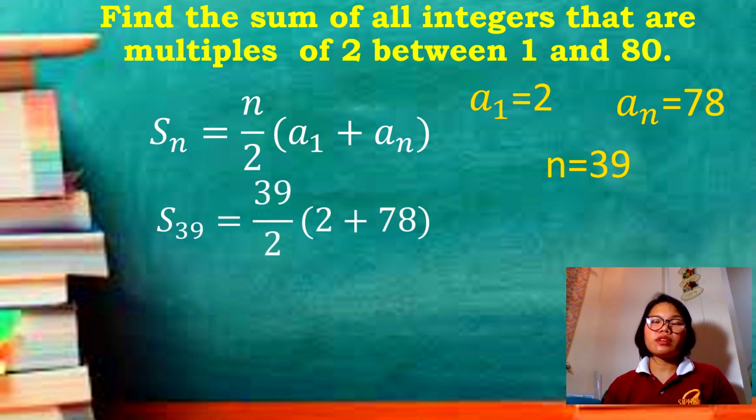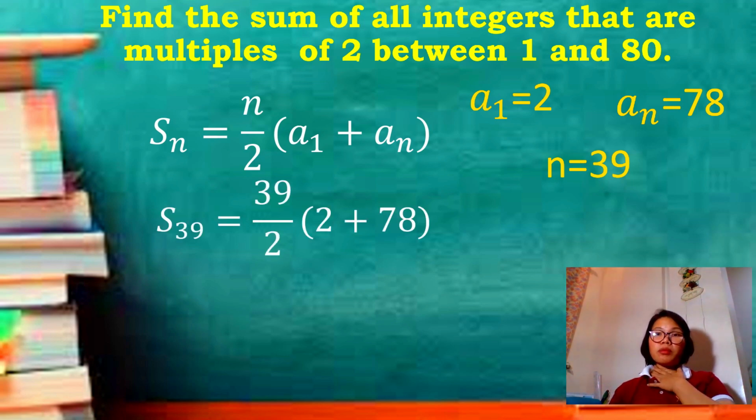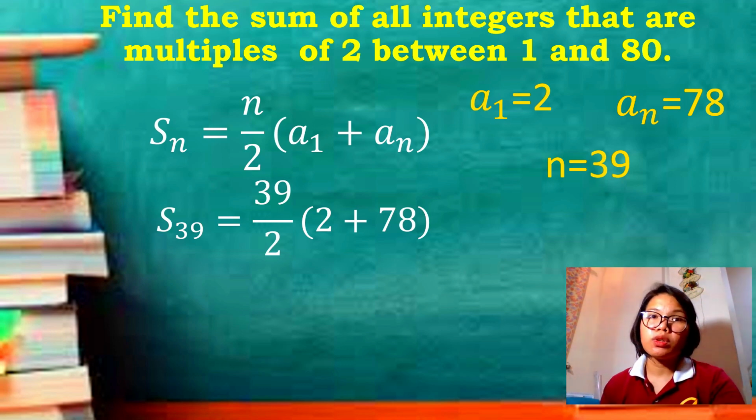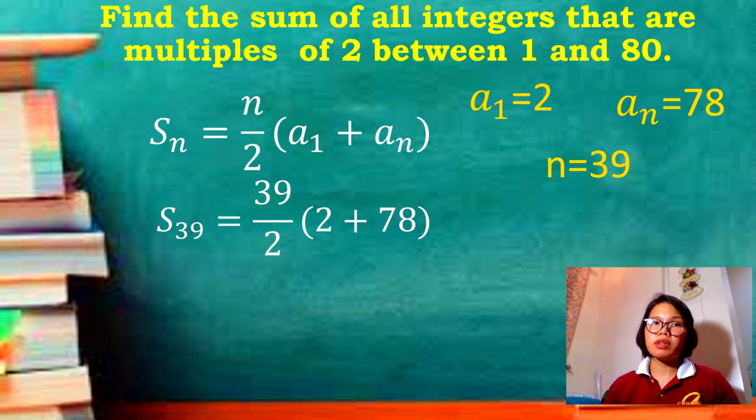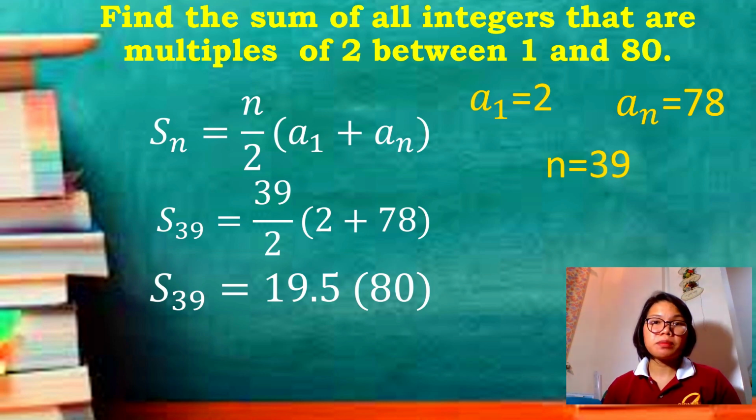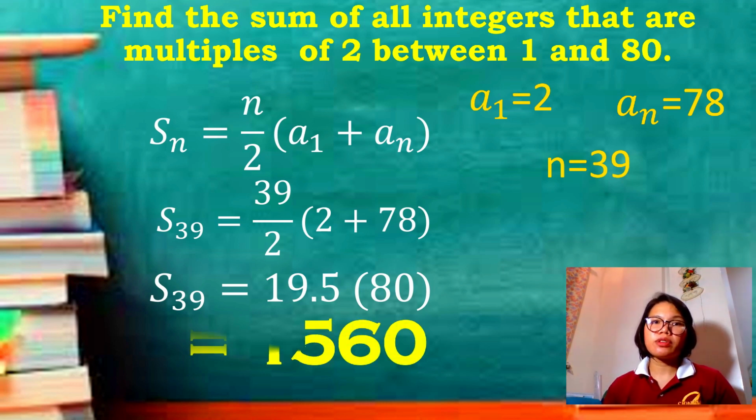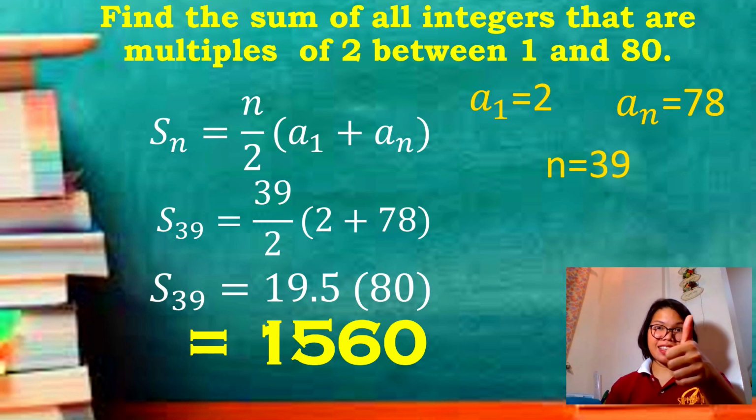Then, we will have the sum of the 39 terms is equal to 39 divided by 2 multiplied to the sum of 2 and 78. Simplify it all. We have 19.5 times 80. Therefore, we get an answer of 1,560. Got it? Easy, right? Okay, let's try to have another example.